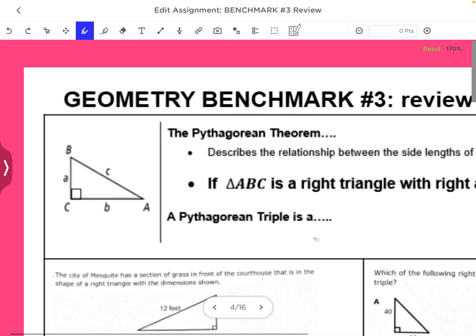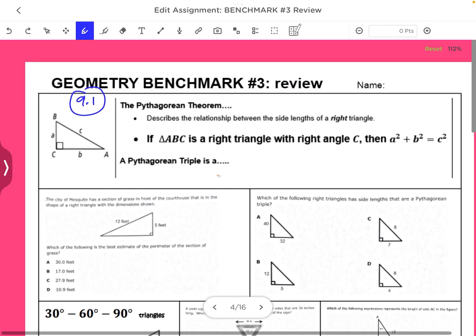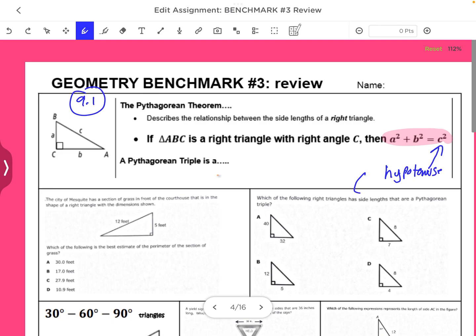Next, we're just going to move on to 9.1. This is moving on to Unit 9. So we talked about in right triangles, we can use the Pythagorean theorem to describe the relationship between the three side lengths. So if it is a right triangle, then we know that a squared plus b squared equals c squared. And here's the critical thing. This always has to be the hypotenuse, which is the longest side. As long as we know that, then we're good.